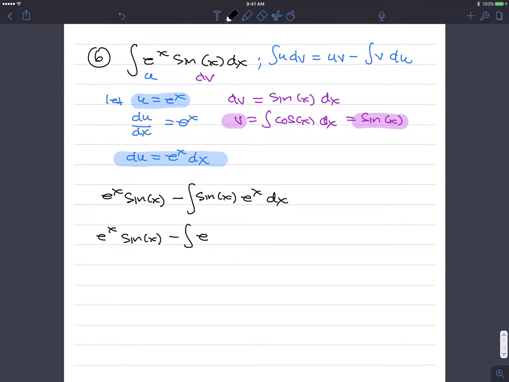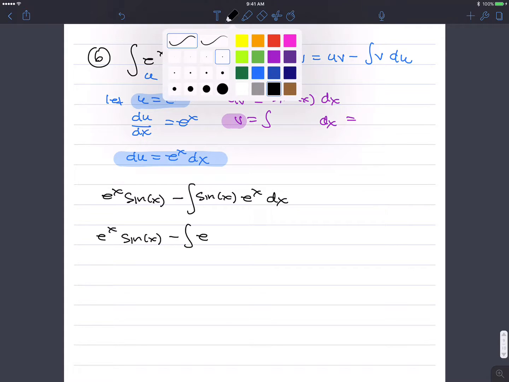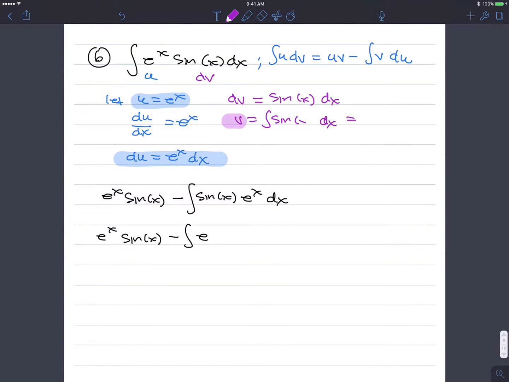Something happened here. We made a mistake. Let's go back. We found it. Here we go. We made a major mistake. I'm glad we caught it. This would be the antiderivative of sine. We get minus cosine. So we're taking the antiderivative of sine. The derivative of cosine is minus sine, so this antiderivative is minus cosine. Okay, that makes sense. So this is my v. Let's go back. Let's erase this.